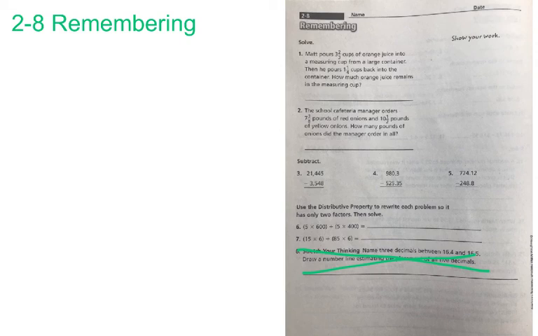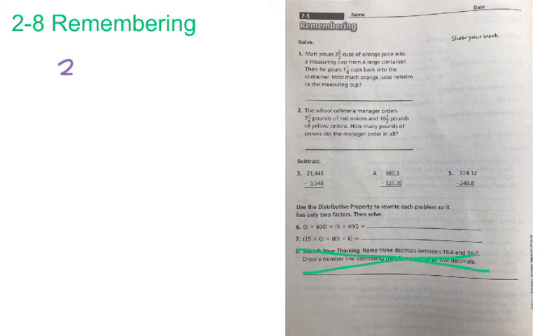Number 1, Matt pours 3 2/3 cups of orange juice into a measuring cup from a large container. Then he pours 1 1/4 cups back into the container. How much orange juice remains in the measuring cup? Well, we know that he first poured 3 2/3 cups in, and then he removed 1 1/4 cup. So that tells us the operation we're looking for is going to be subtraction.